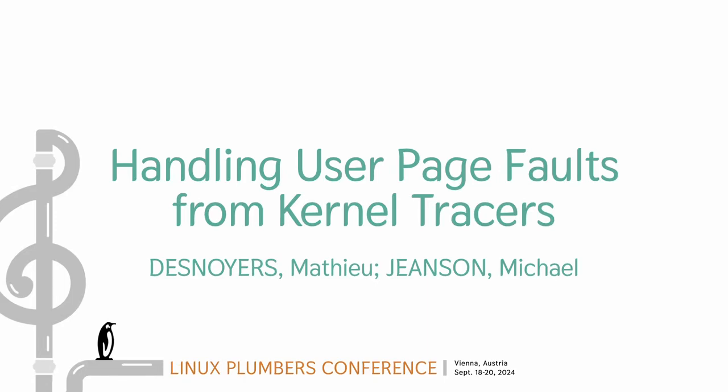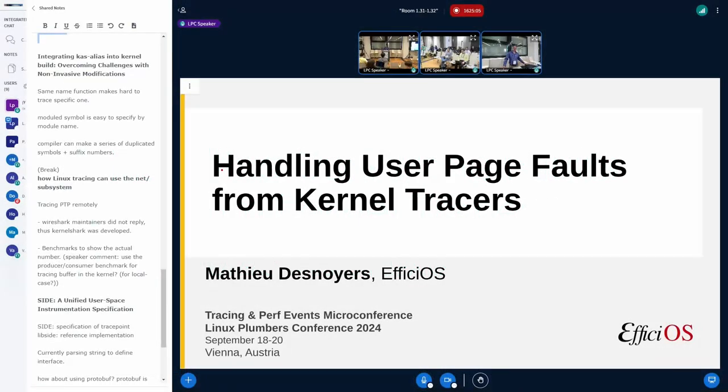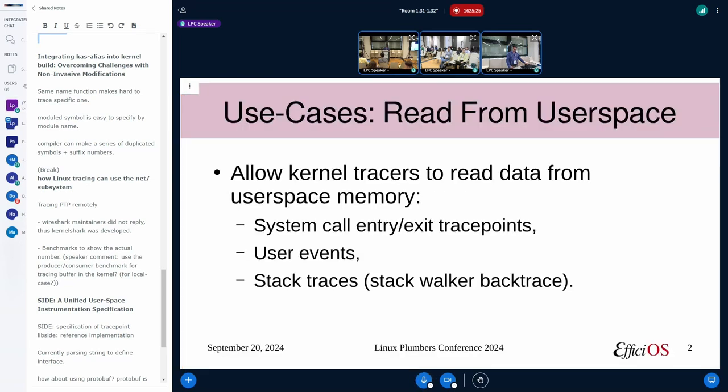Okay, next topic, handling page faults from kernel tracers. So we had a patch set that we've done a couple of revisions, and I've been lucky to have the eyes of Linus Torvalds looking at my code and telling me it was wrong. So I changed my approach, and I think it was actually really a good improvement. So I'm going to show a little bit the context there.